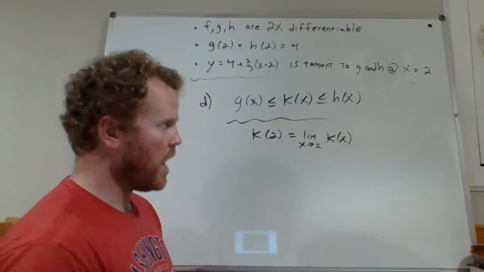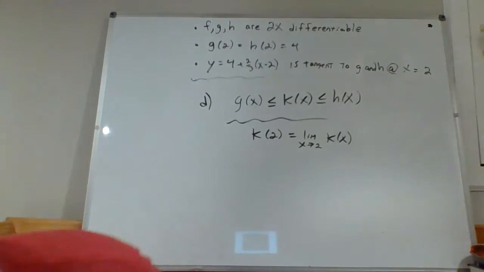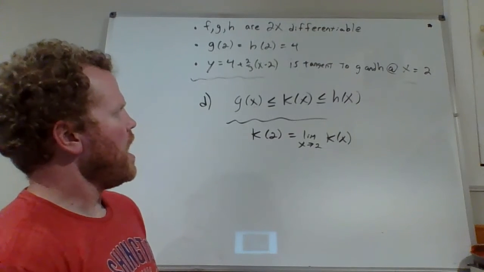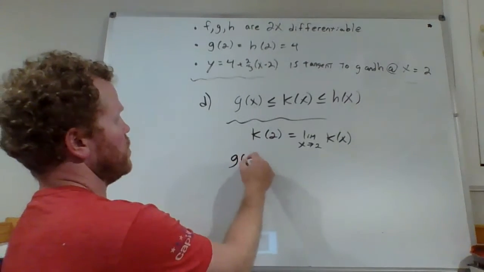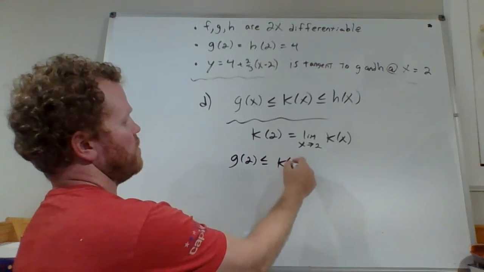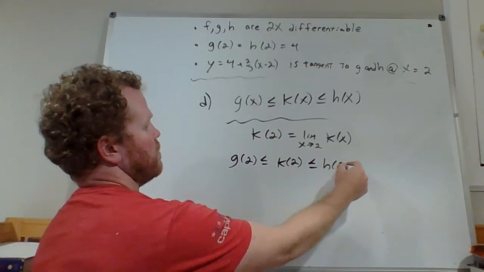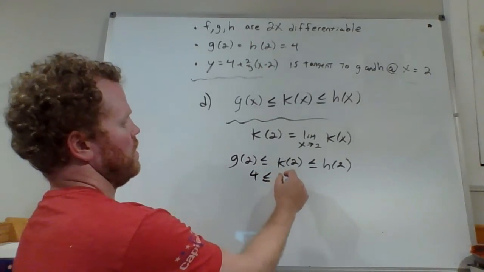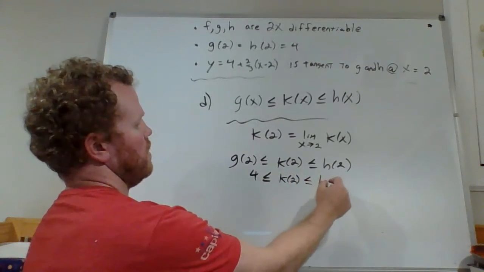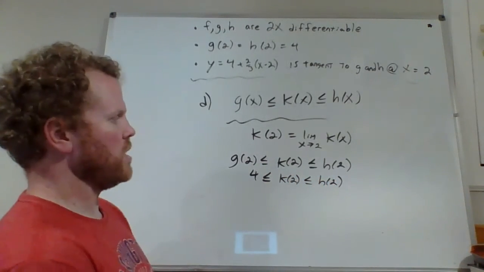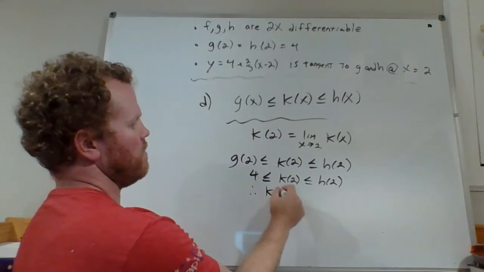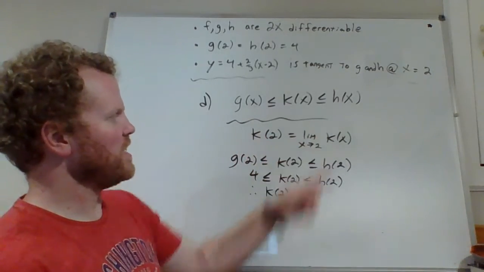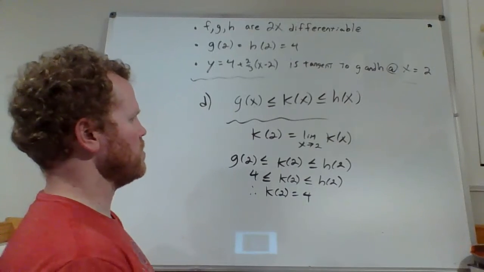So I think we should be basically good to go, and let's just go through this function and do it. So g of 2 has to be less than or equal to k of 2, which has to be less than or equal to h of 2. And g of 2 and h of 2 are both 4. So that's a nice way, by the squeeze theorem, to know that k of 2 has to be 4. So we've got a value. We just need to see if it's the same as the limit as x gets close to 2.